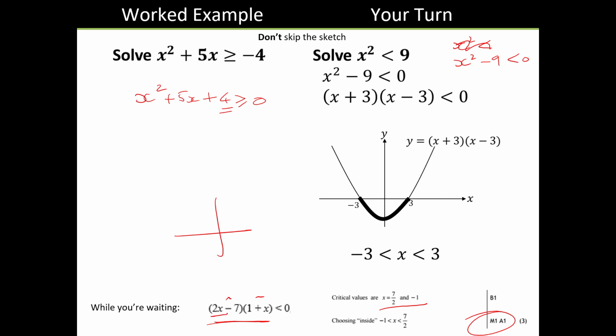We're interested in 2x squared, x squared. We're interested in the general shape. We're interested in the fact that it's less than 0, so it should be an in-between region.